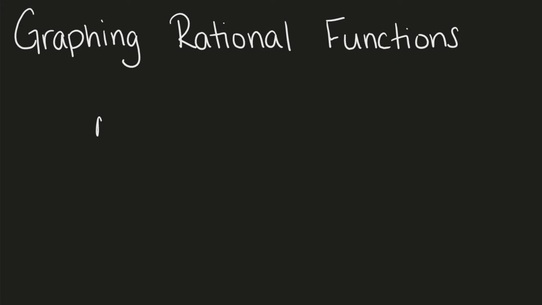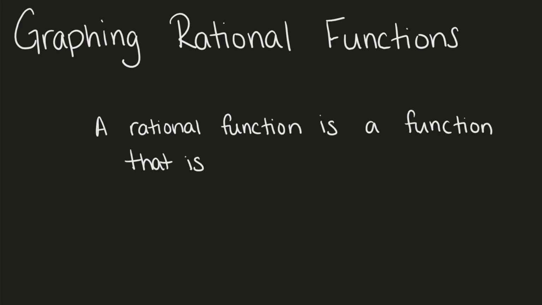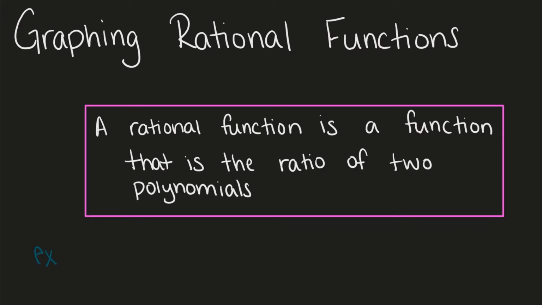Today we're going over graphing rational functions. A rational function is just a function that's a ratio of two polynomials. For example, x squared minus 4 over x plus 3 is a rational function. What does the graph of a rational function look like?